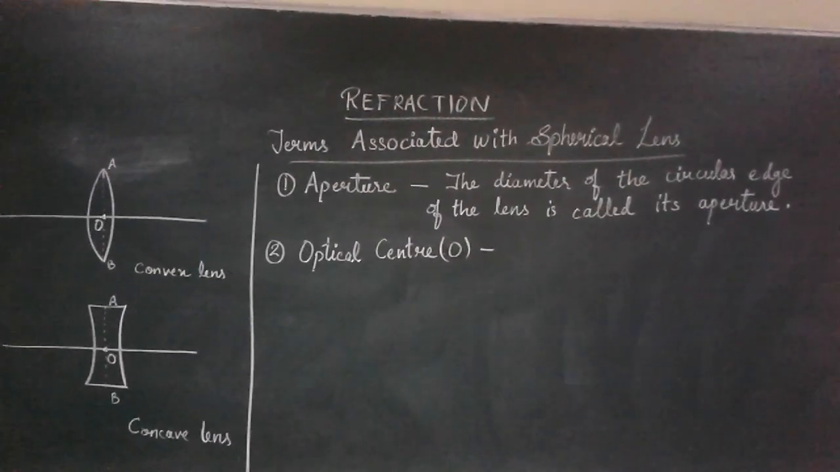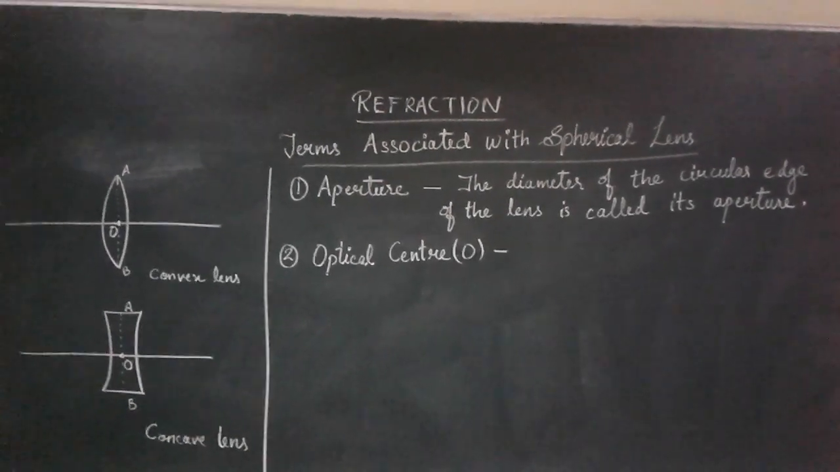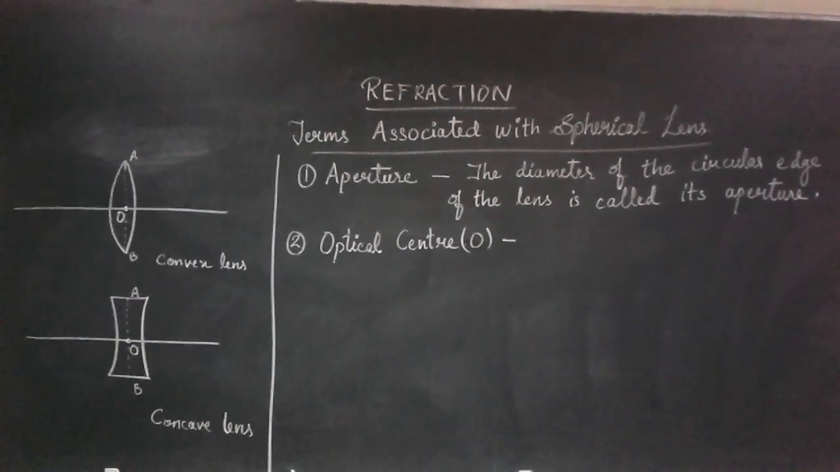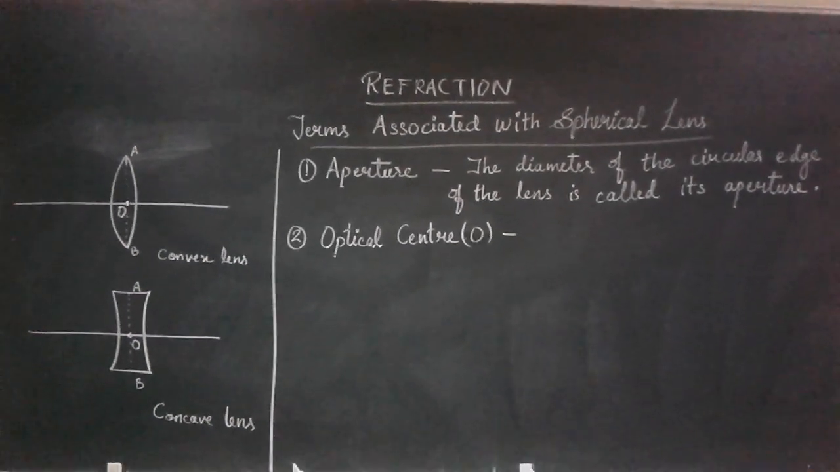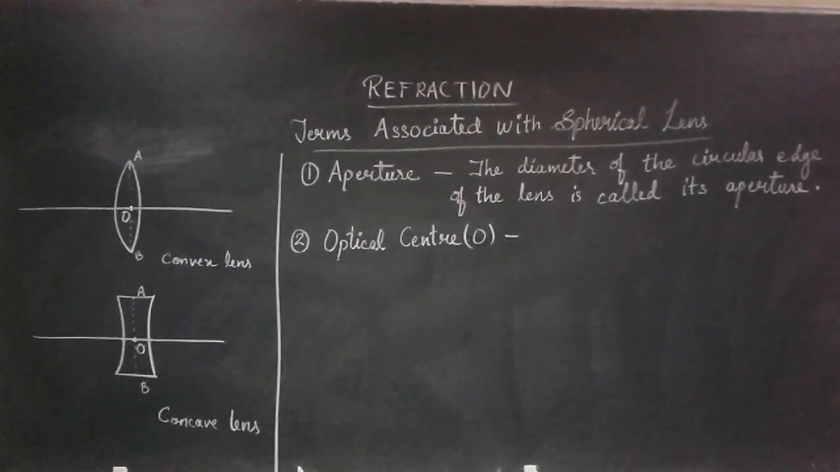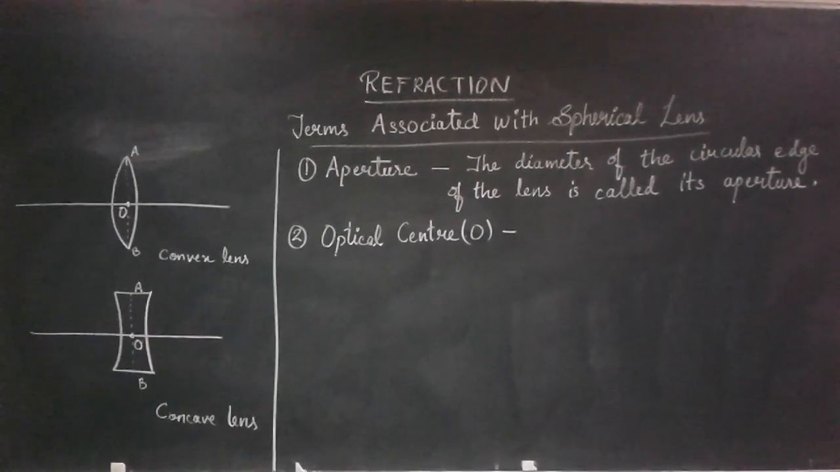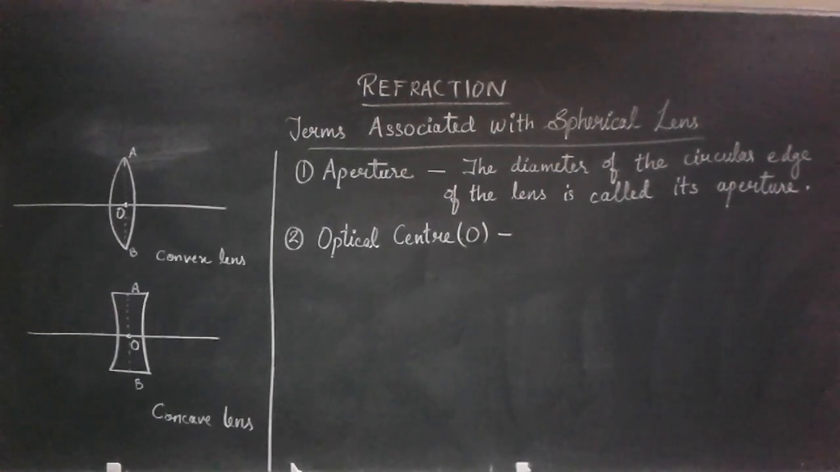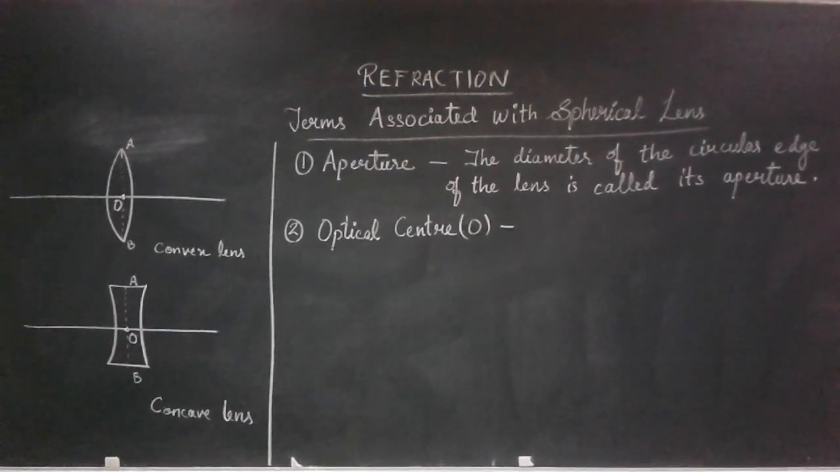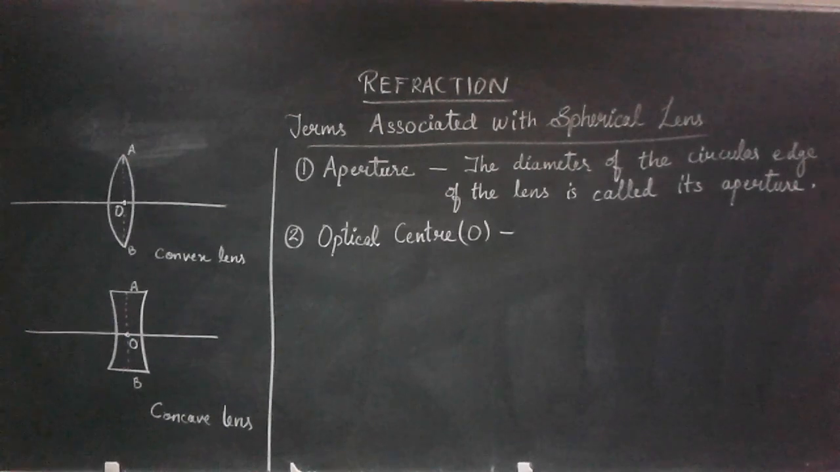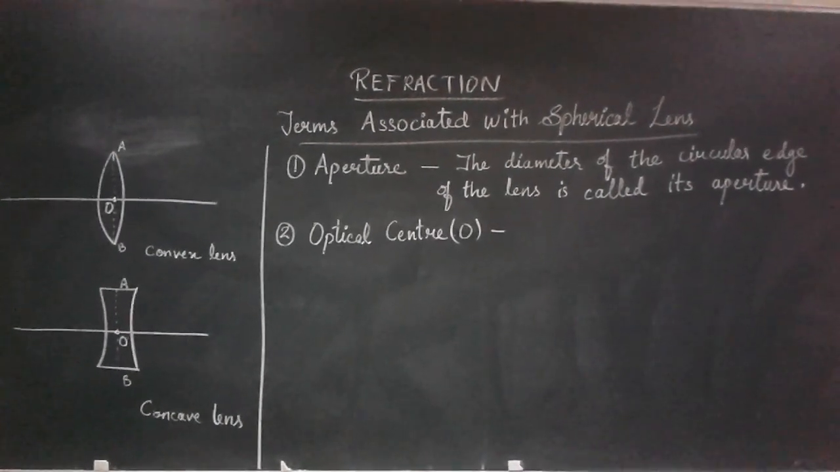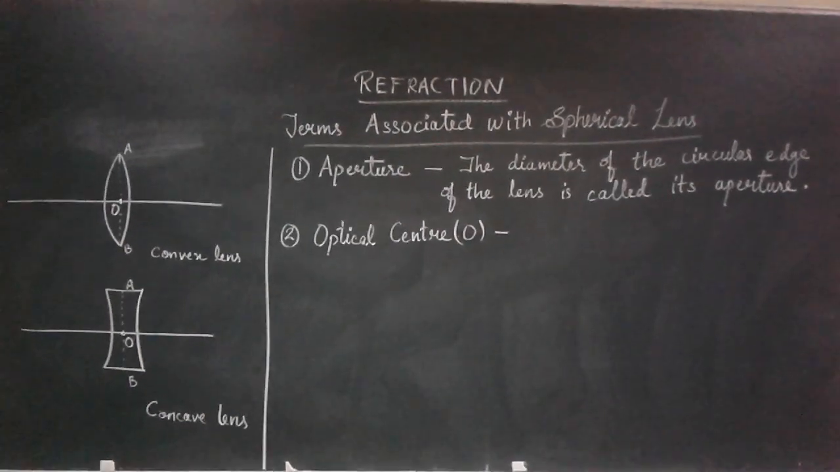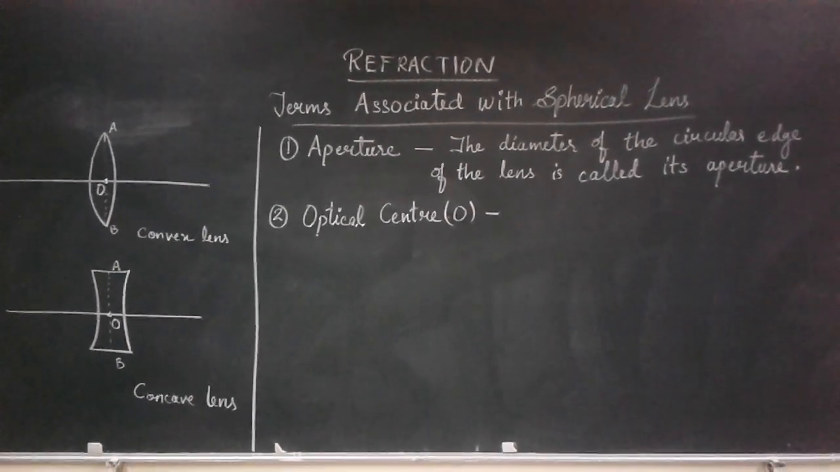The second term is the optical center. Optical center is represented by capital O, and in the diagram you may see that the center point is marked as O. In mirror, if you remember, this center point of the mirror was known as pole, which was represented by capital P. But here, in case of lens, we represent that same central point as O, capital O.